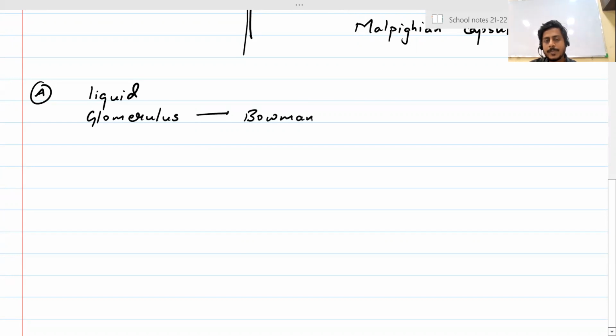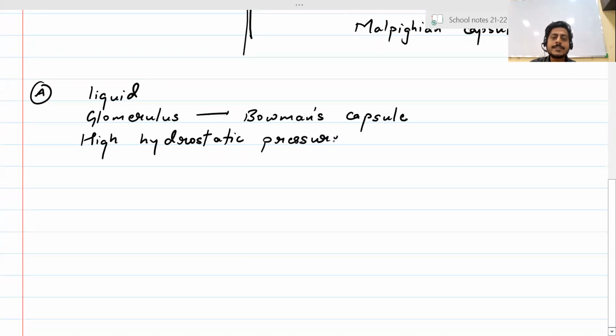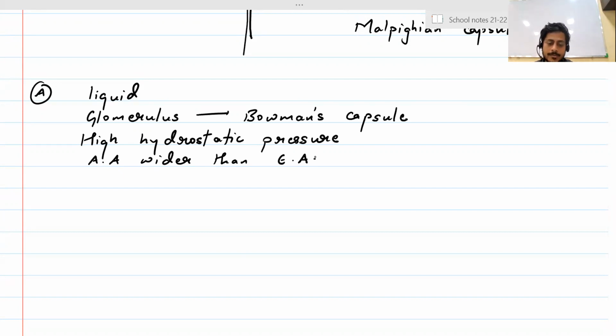So it is filtration of the liquid part of blood from the glomerulus into the Bowman's capsule under high hydrostatic pressure. You should have high hydrostatic pressure in that. The reason for this is that the afferent arteriole is wider as compared to the efferent arteriole. Make sure you write full forms. So it becomes filtration of the liquid part of blood from the glomerulus into the Bowman's capsule under high hydrostatic pressure due to the difference in diameter of the wider incoming afferent arteriole and the narrower outgoing efferent arteriole.